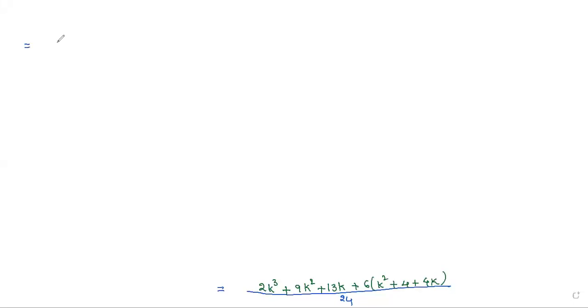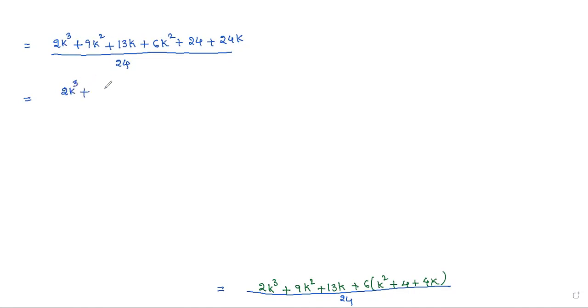So continue next line. 2k cube plus 9k square plus 13k plus 6k square plus 24k, by 24. Write in order: 2k cube, 9 plus 6 is 15k square, 13k plus 24 is 37k, plus 24 by 24.